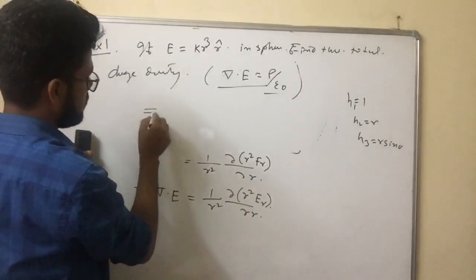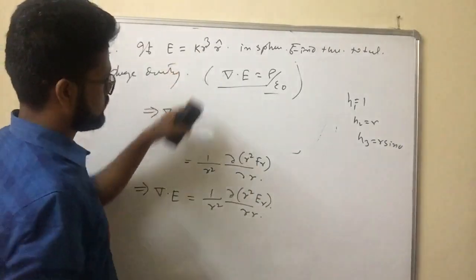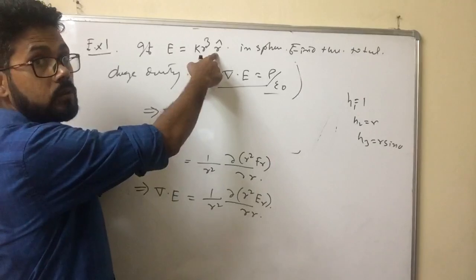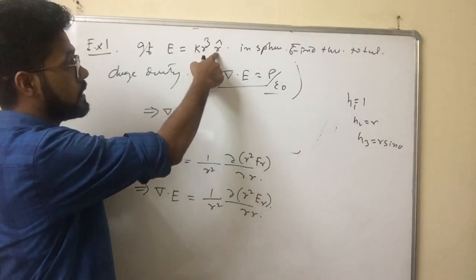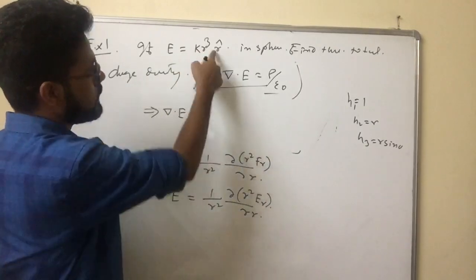Then divergence of E is equal to, just put the value E_r here, but do not write the unit vector. Unit vector coefficient you have to write here only. Okay, no need to write the unit vector.